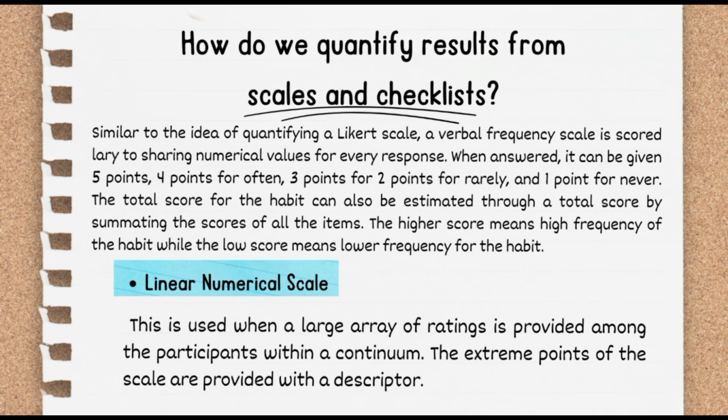So, similar to the idea of quantifying a Likert scale, a verbal frequency scale is scored by assigning numerical values for every response. When always is answered, it can be given 5 points, 4 points for often, 3 points for sometimes, 2 points for rarely, and 1 point for never. The total score for the habit can be estimated by summating the scores of all the items. The higher score means high frequency of the habit, while the low score, of course, means lower frequency of the habit.